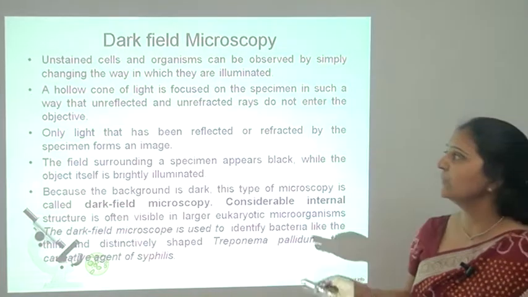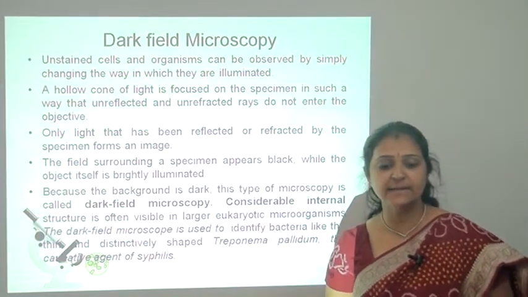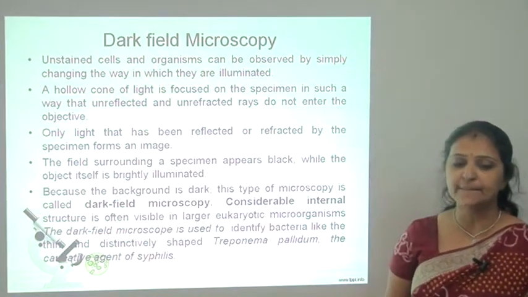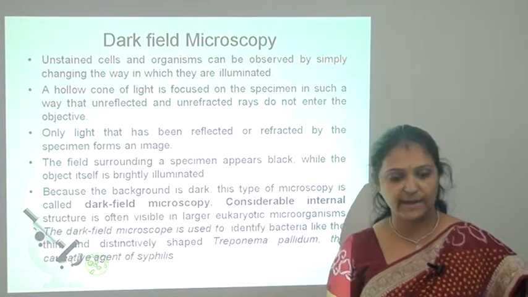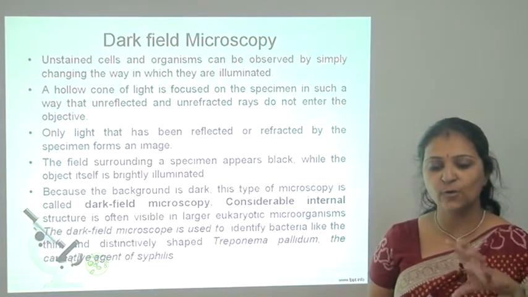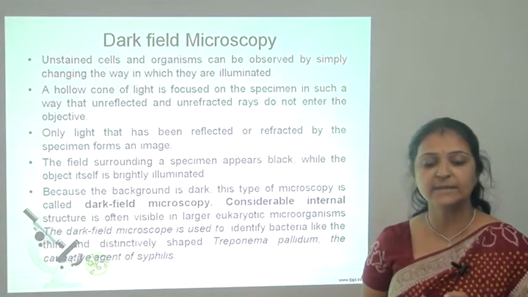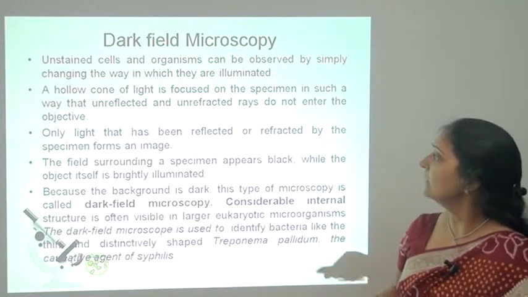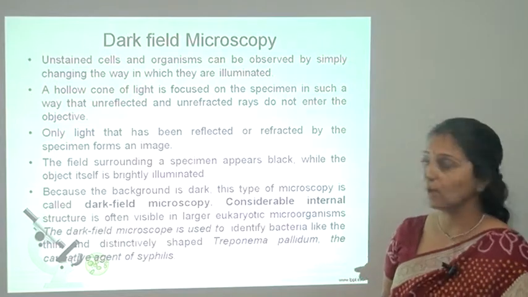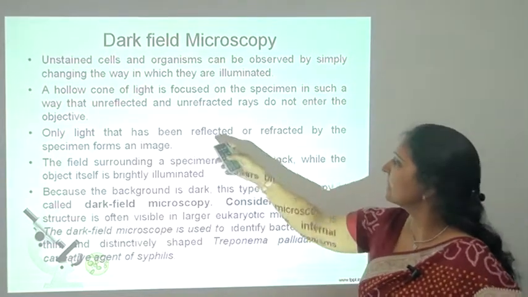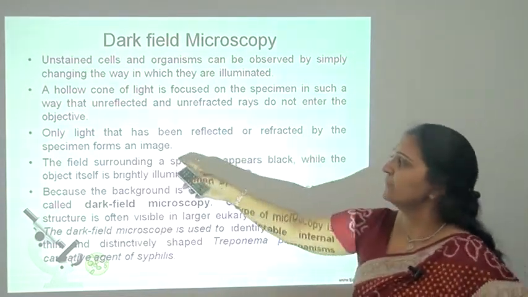Then second is the dark field microscopy. Unstained cells and organisms can be observed by simply changing the way in which they are illuminated. A hollow cone of light is focused on the specimen in such a way that unreflected or unrefracted rays do not enter the objective. Only light that has been reflected or refracted by the specimen forms the image.